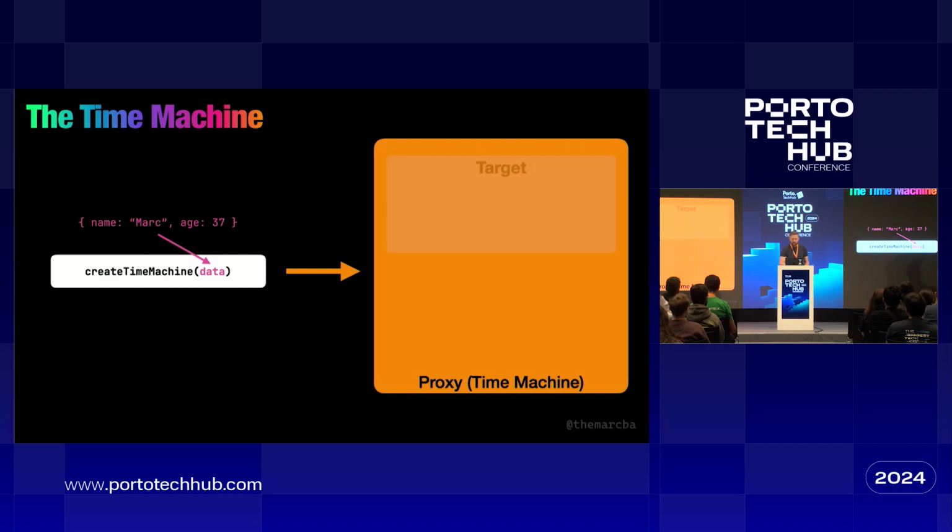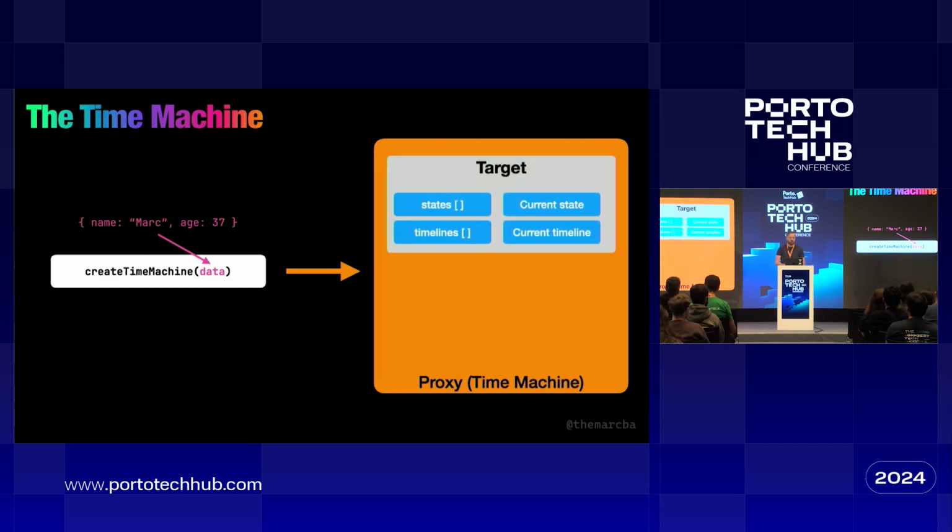And what do we have in the proxy? We have the target, like you remember, the state of this proxy, like the values that they have. You can already see we store multiple different things. They are probably not meant to be used like this, but we are going to use it like this anyway. So we have states there, an array of states. We have an array of timelines, and which state are we in and which timeline are we in.